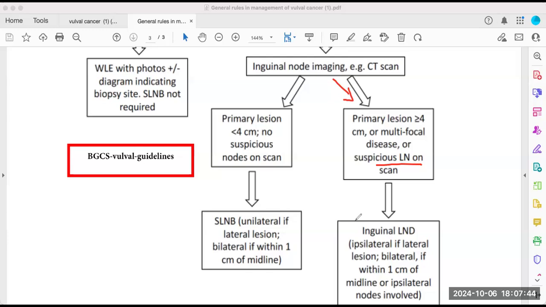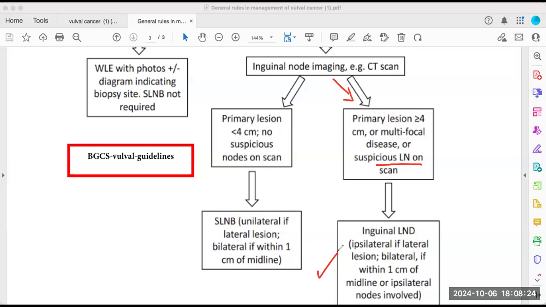In cases of lateral lesion, I will take ipsilateral lymphadenectomy. I will remove the lymph nodes on the same side. If it is a centralized lesion or within 1 cm of the center of the midline, what will I do? Here I will do a bilateral lymphadenectomy. Well done, okay? That's because it is centralized.